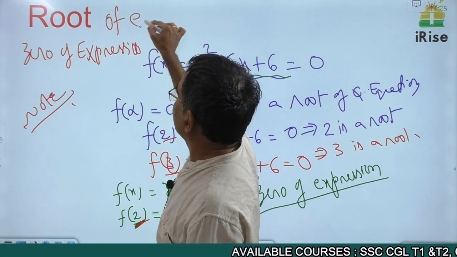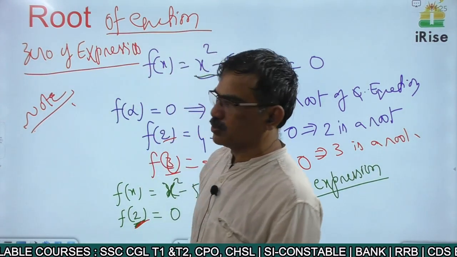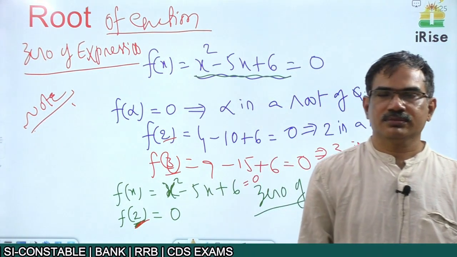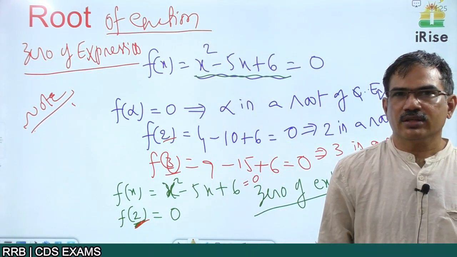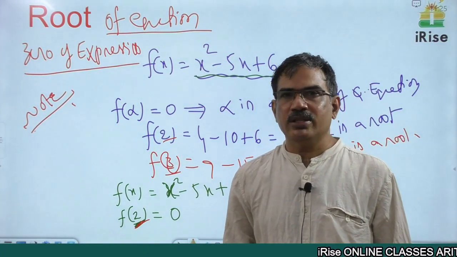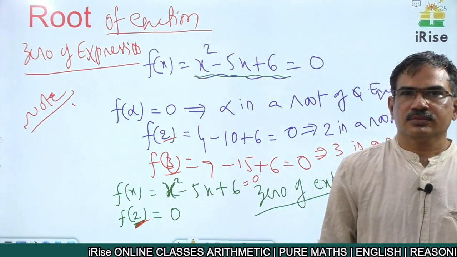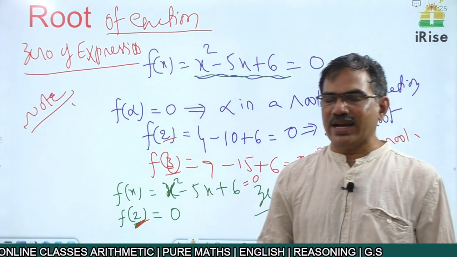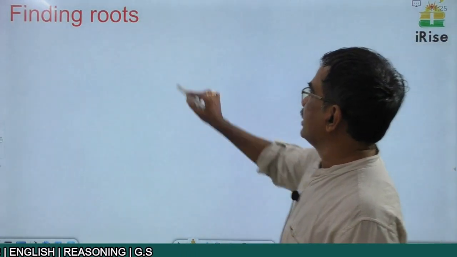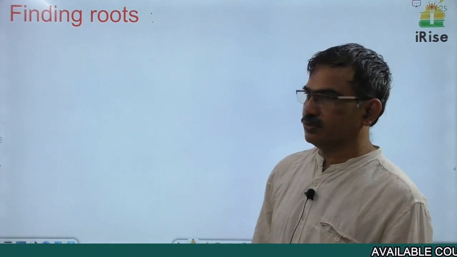Root of equation, zero of expression, both are the same for the same expression or equation. Okay, so this is about the root of a quadratic equation. How many roots are there for a quadratic equation? 2 roots. Okay, then how to find the roots of a quadratic equation? Finding roots.